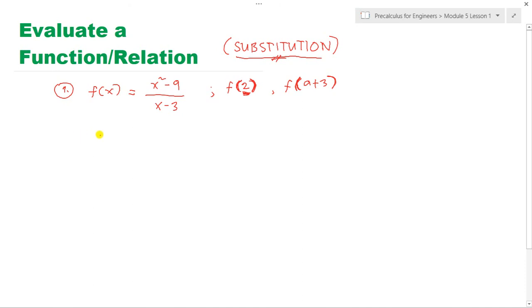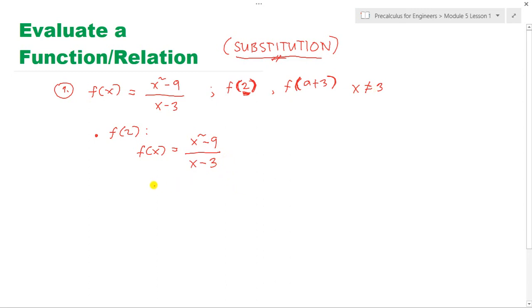So let's start with f of 2. So let's say this is f of 2. And then here we have f of x is equals to x squared minus 9 all over x minus 3. And then I'll just put ahead a restriction wherein our x should not be equal to 3.